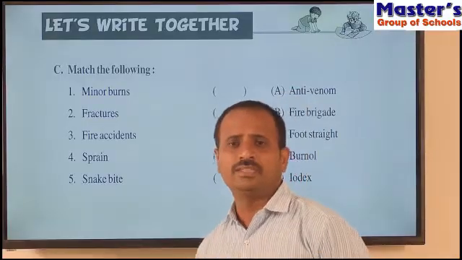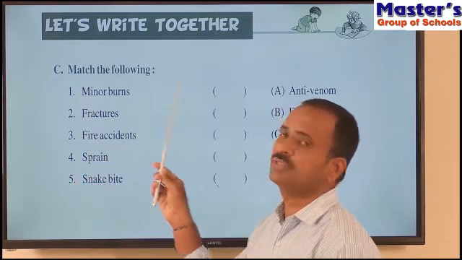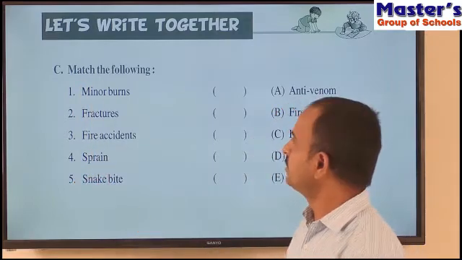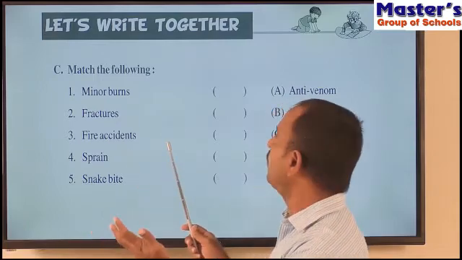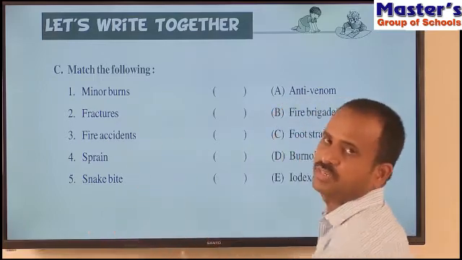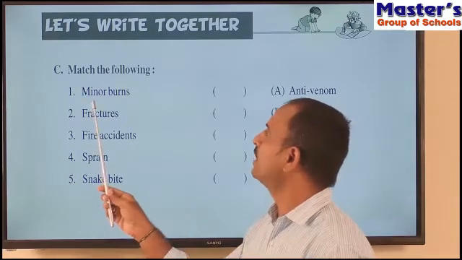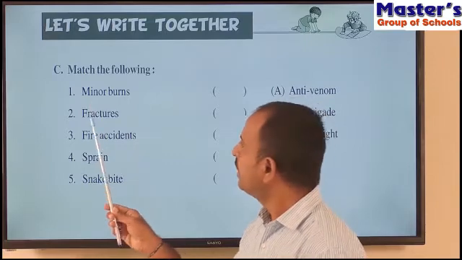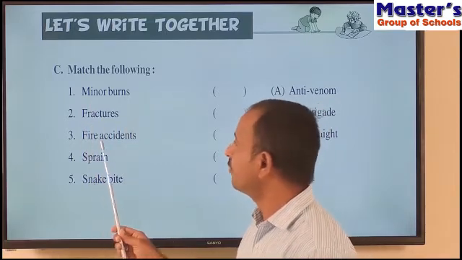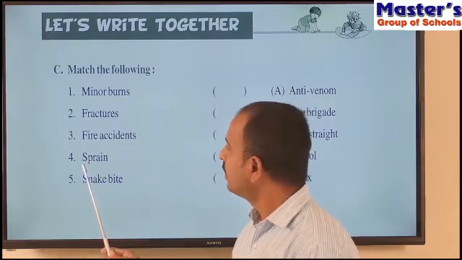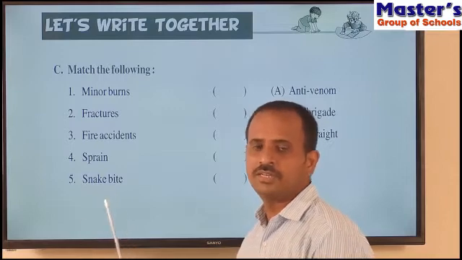So children, let us see the next section. The next section in the activity part is match the following. So in this matching, there are some words given on the left side and some words on the right side. What are the words given on the left side? The first one is minor burns, the second one is fractures, the third one is fire accidents, the fourth one is sprain, and the fifth one is snake bite.